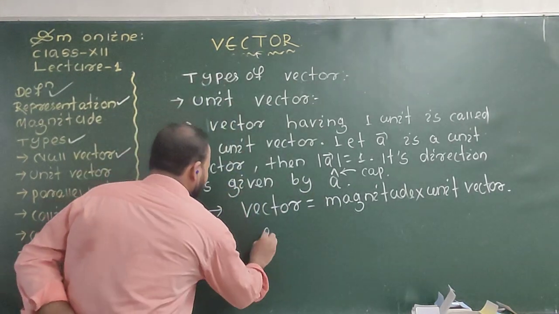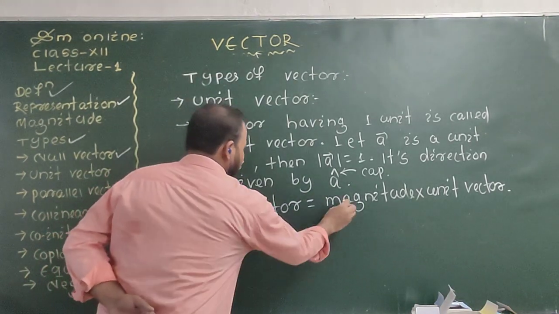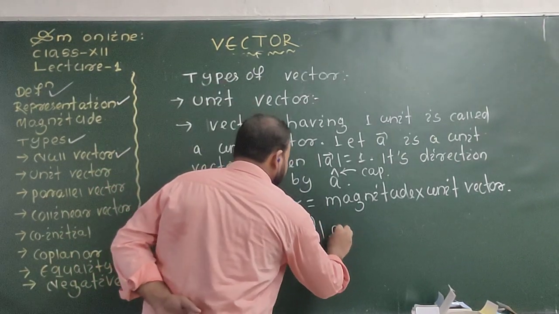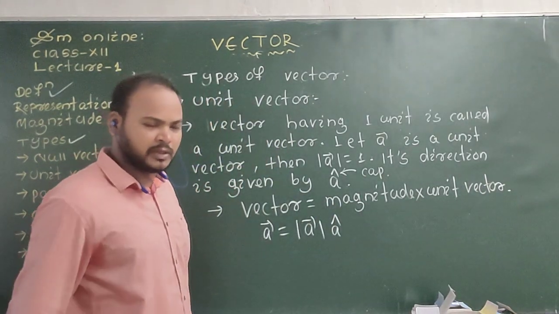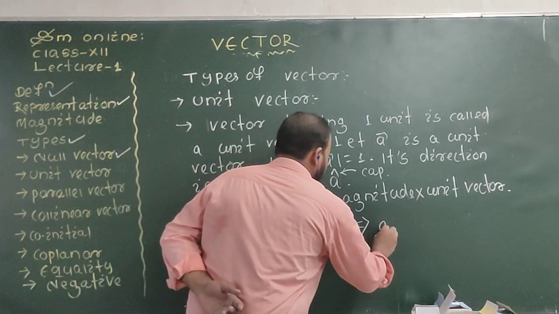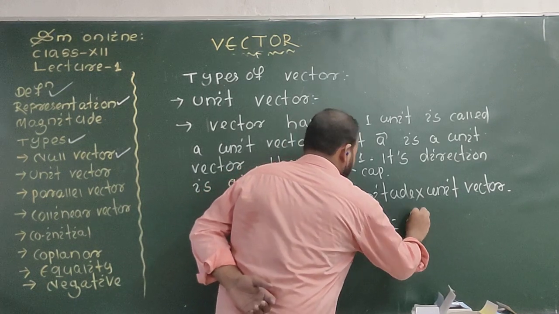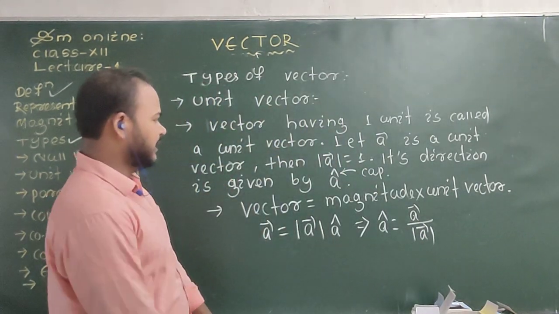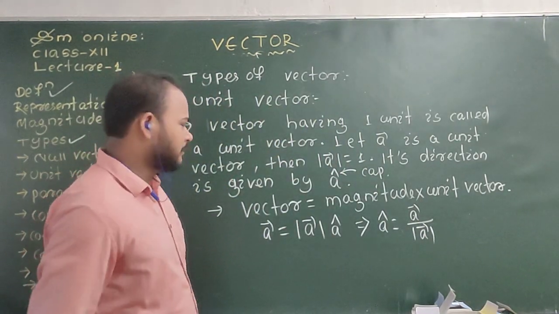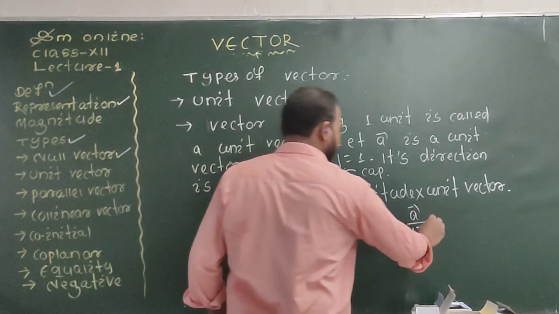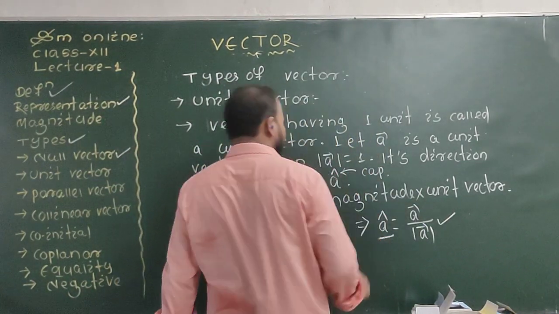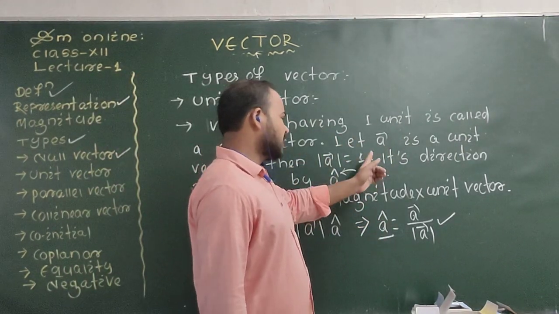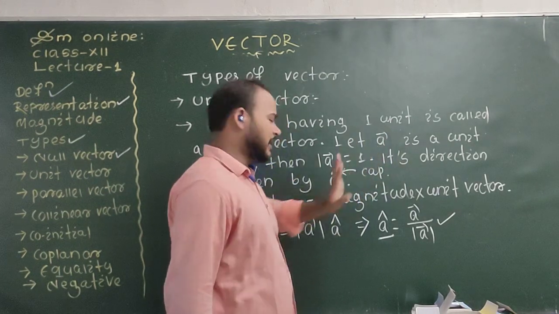That means vector A equals its magnitude, that is, the magnitude of vector A, times the unit vector, that is A cap. So A cap equals vector A upon the magnitude of vector A. This is called the unit vector in the direction of vector A.